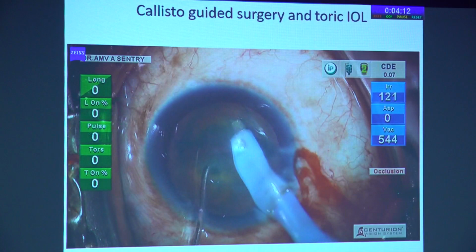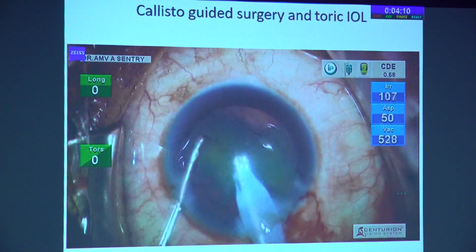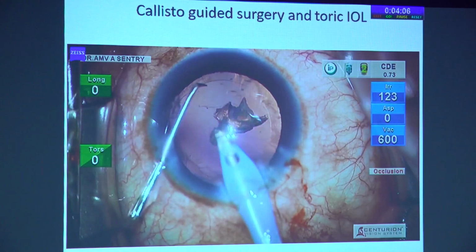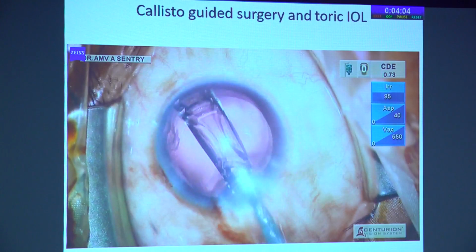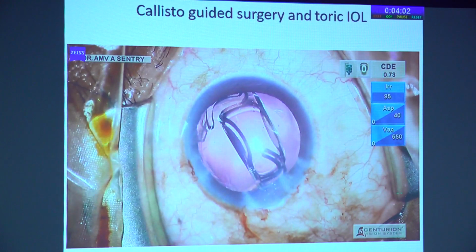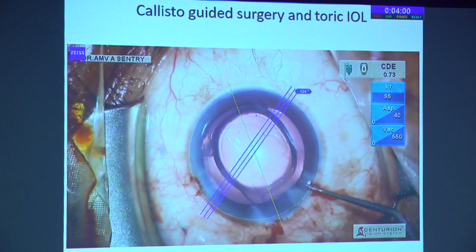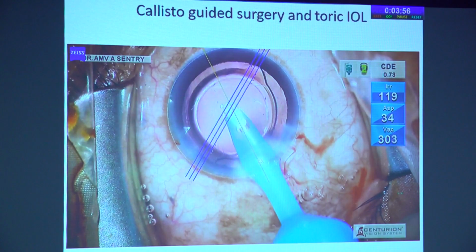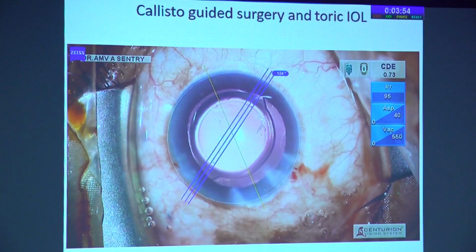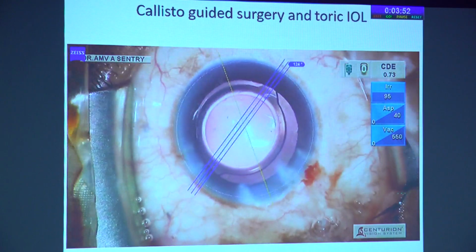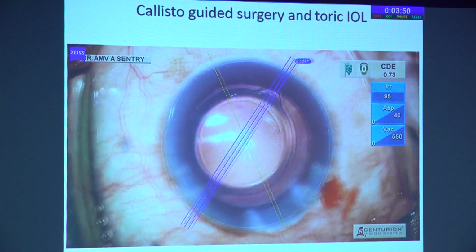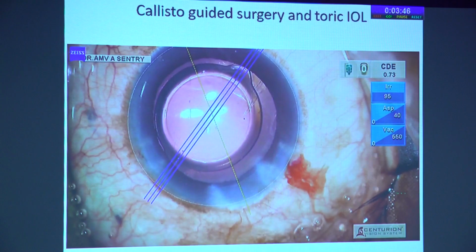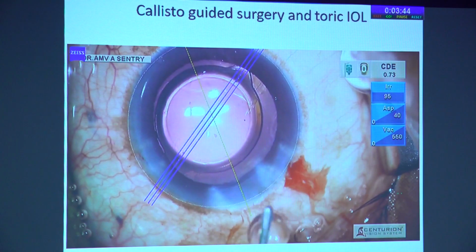This is a routine phaco. So after the nucleus fragmentation and emulsification is done, it's now time for us to implant the IOL. So you implant the IOL into the bag and then you wait for the Callisto to turn on, and then you can align it along the correct axis. So you just have to align the toric marks along that central blue line, which is now the 124-degree axis. So I can see here it's very easy for you to get that alignment done. And this alignment is quite precise. You can be spot on that this is at the 124-degree axis.